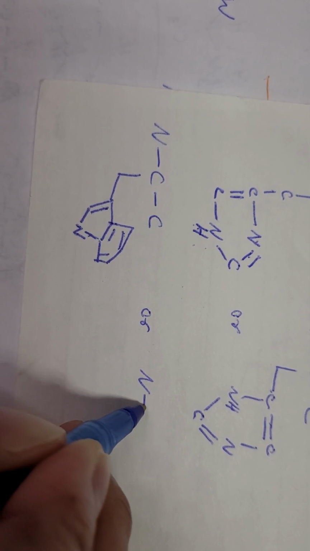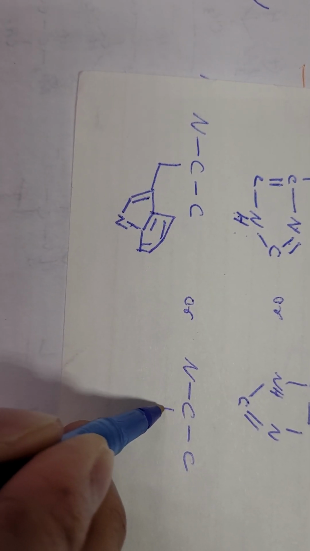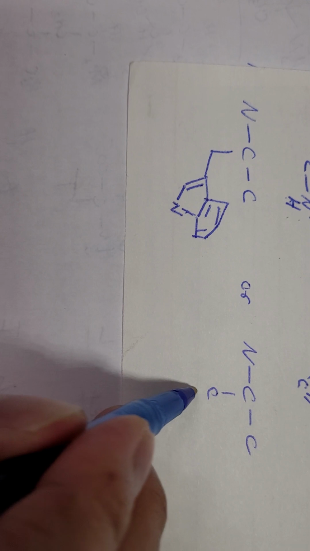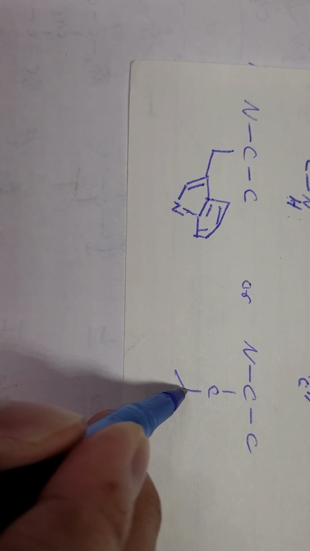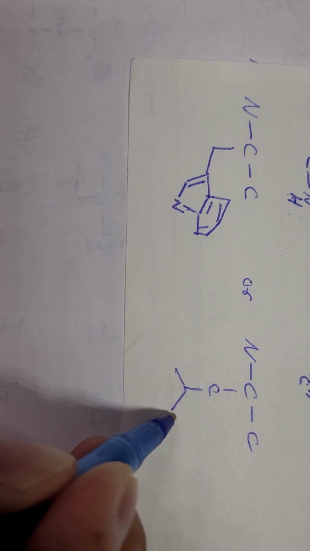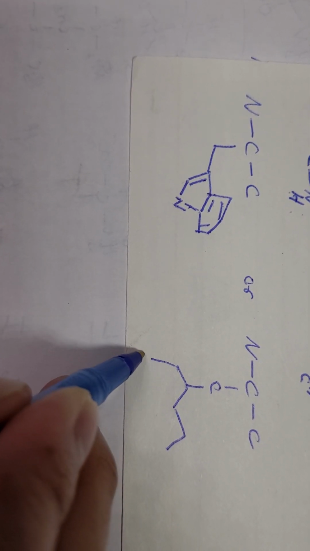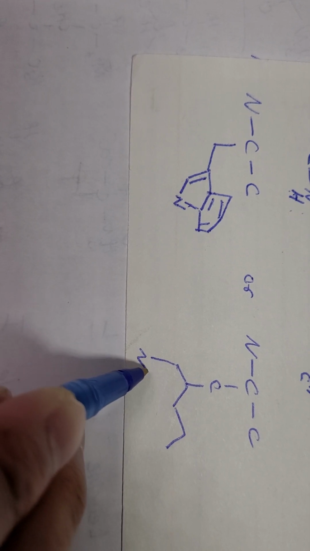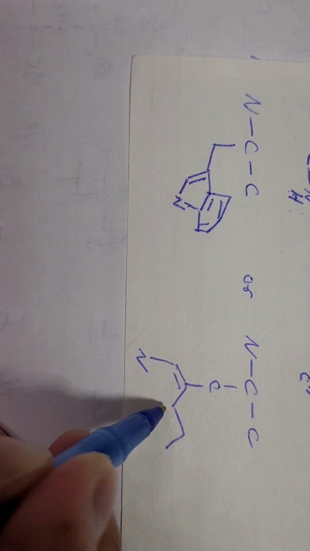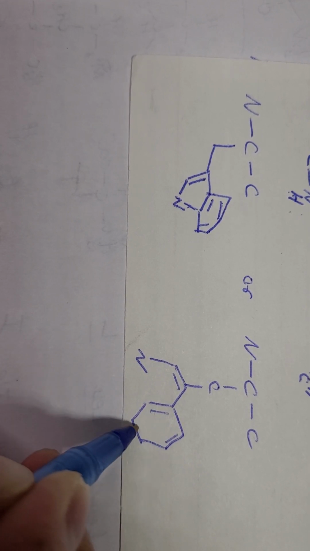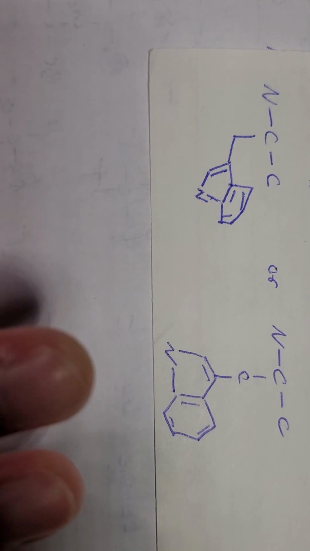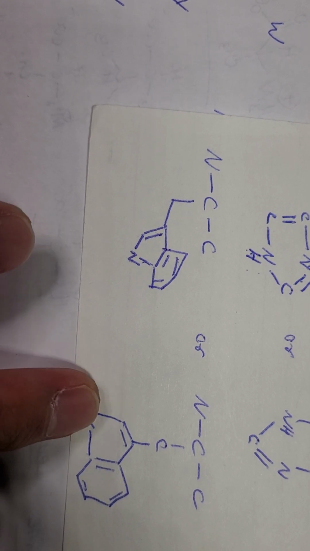Draw NCC, C, connect. The one that doesn't connect will be 5, we will keep N. The one that doesn't connect will be 6. Done. This one is W.